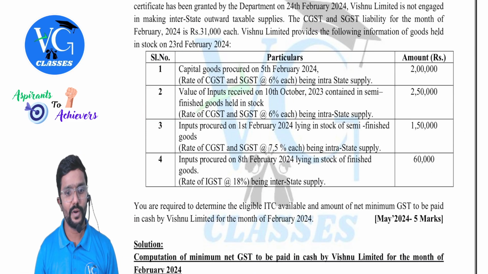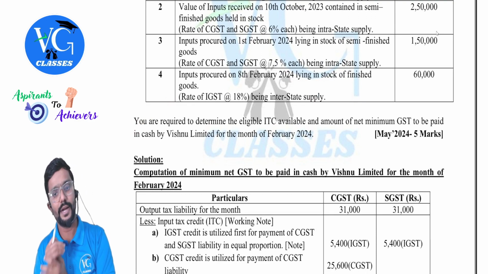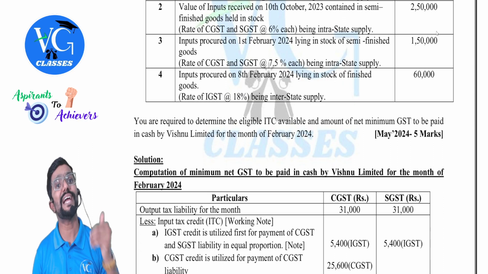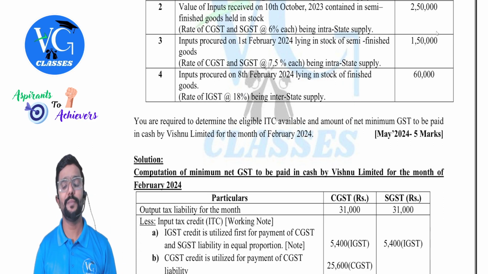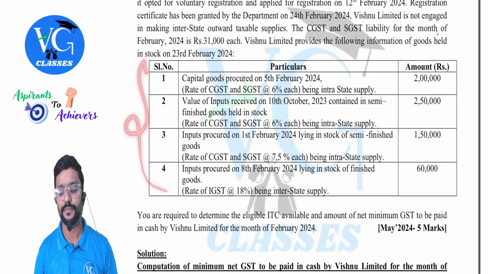Okay, chalo. Let us see. What are we supposed to do? You are required to determine the eligible ITC available and the amount of net minimum GST to be paid in cash. Cash means through the cash ledger by Vishnu Limited for the month of February. Okay, credit details are given here. Let us see.